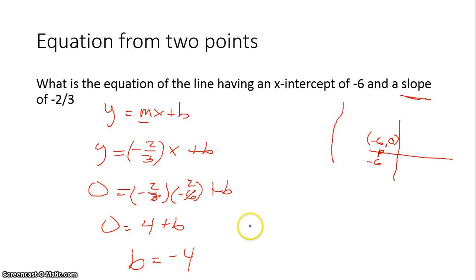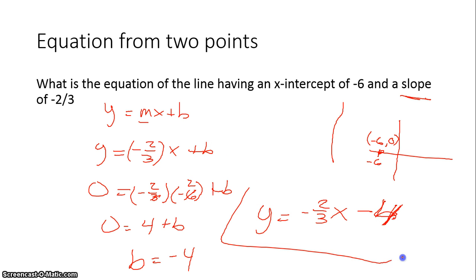And so the equation of my line is y equals my slope of -2/3 that they gave me, and then my y-intercept of -4. Sorry, -4. That was horrible. And there's the equation of my line.